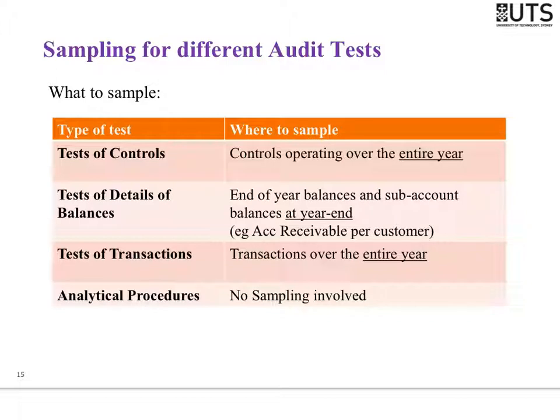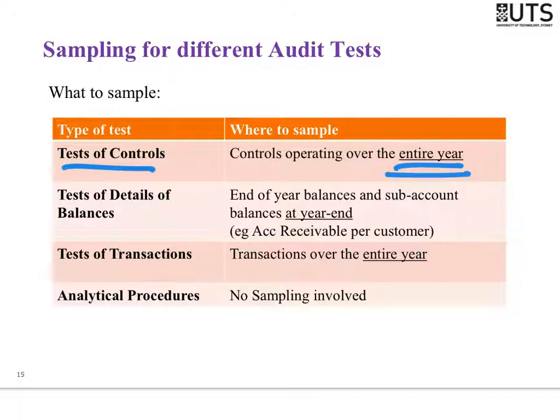When you're doing tests of control, you want to pick and test the controls over the entire year. So your sample will be taken throughout the entire year. Why? You want to make sure the control's working the whole time. You want to be able to rely on the controls for the whole year. So you will take a sample from the whole year, okay?